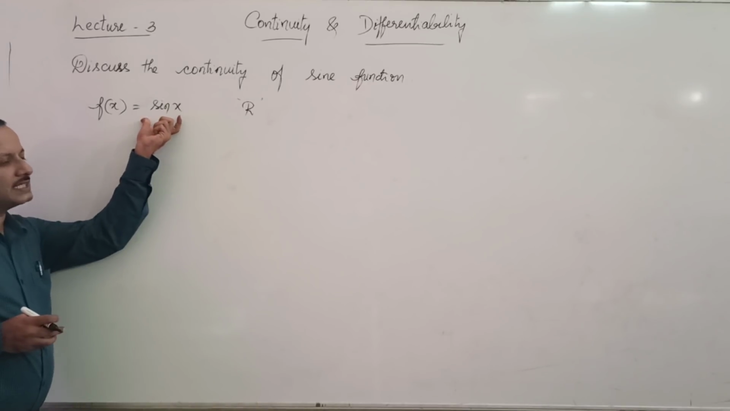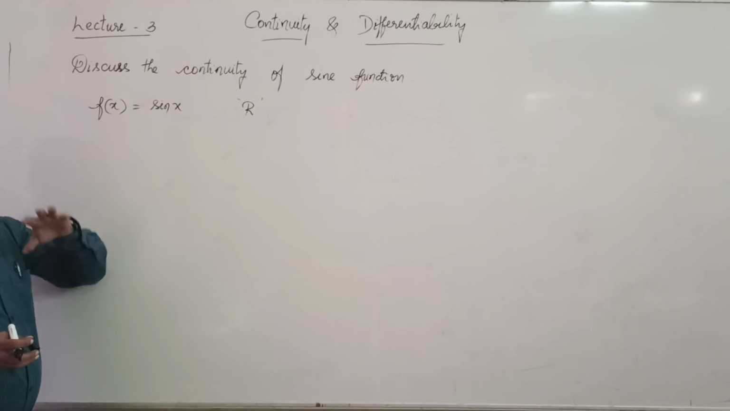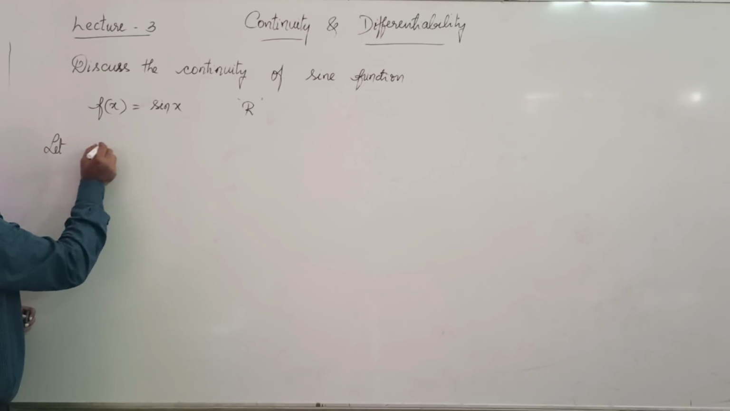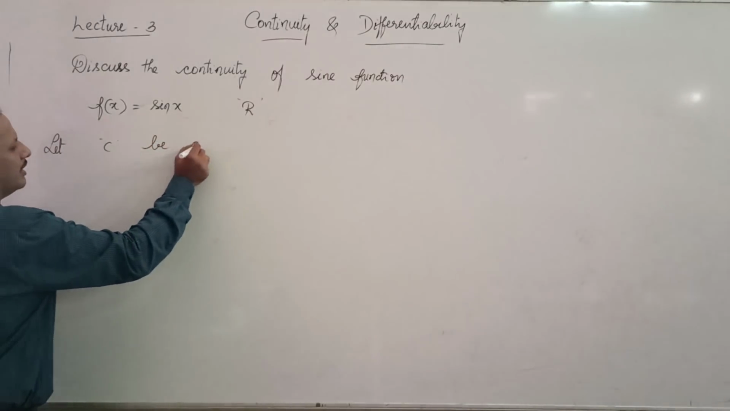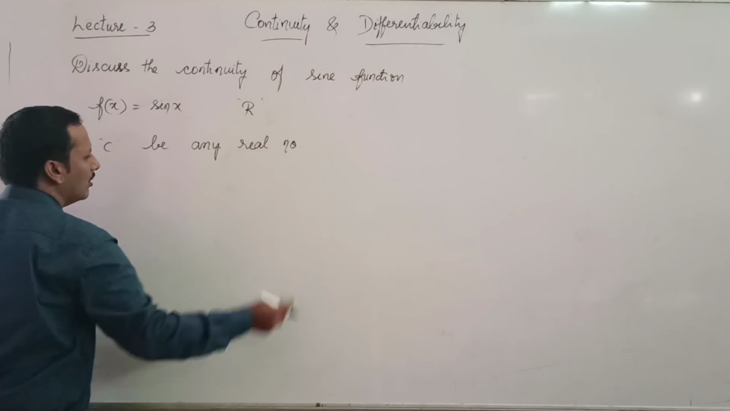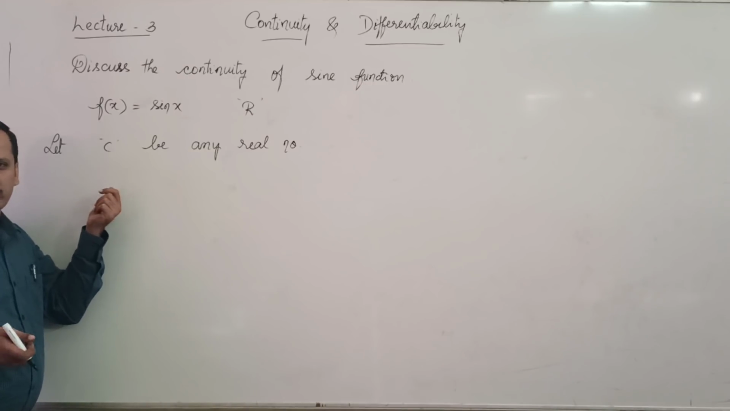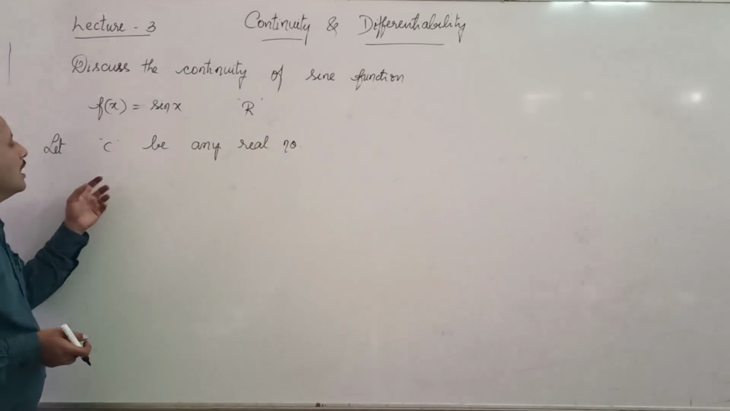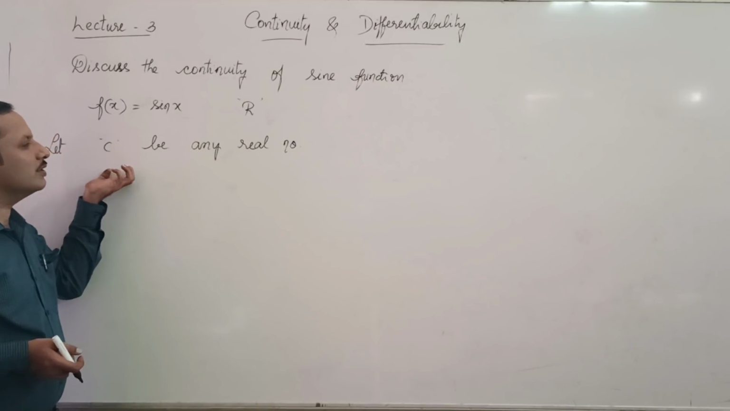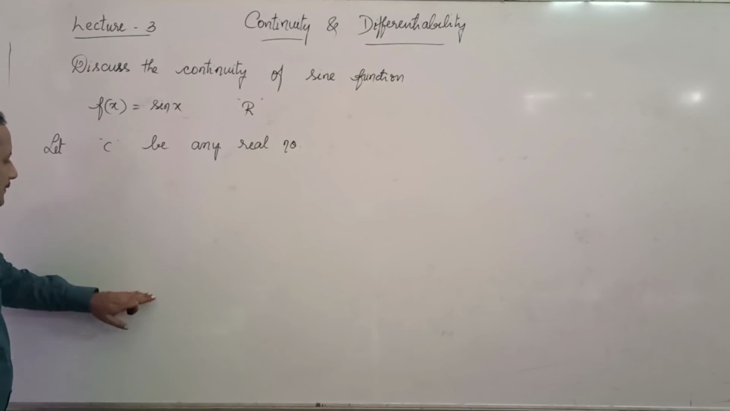I want to prove that this is continuous on the set of all real numbers. Now I will take an arbitrary real number. Let C be any real number. It is not that you have to take C only, you can take A, B, D, E, F, whatever you want, other than x of course. So C be any real number. At C, I want to know whether this is continuous or not.